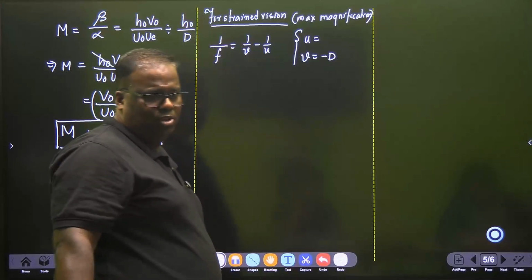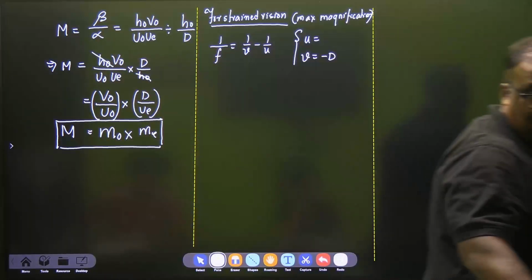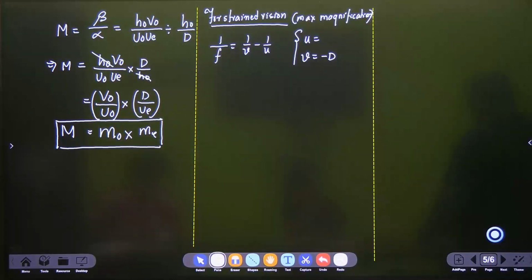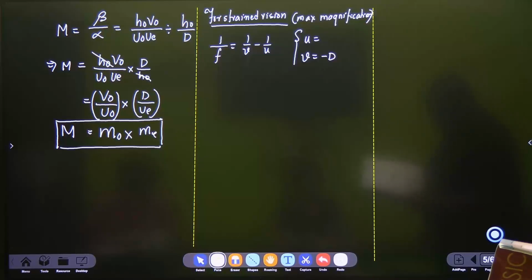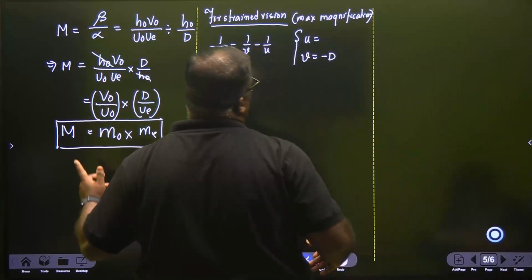And do you have a book with you? Just check one thing. Can you just 1 minute? Let's just put small thing. Just a minute. 1 minute. Yeah, magnification of the eyepiece. Magnification of the eyepiece. Yeah.